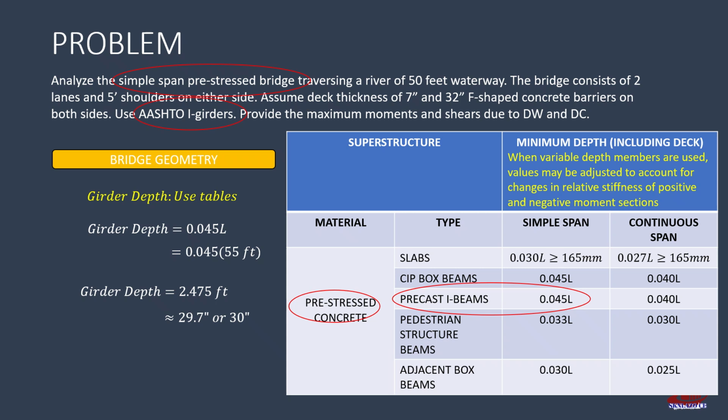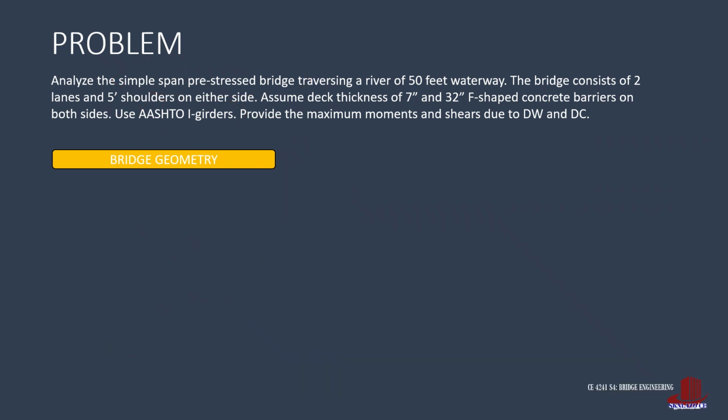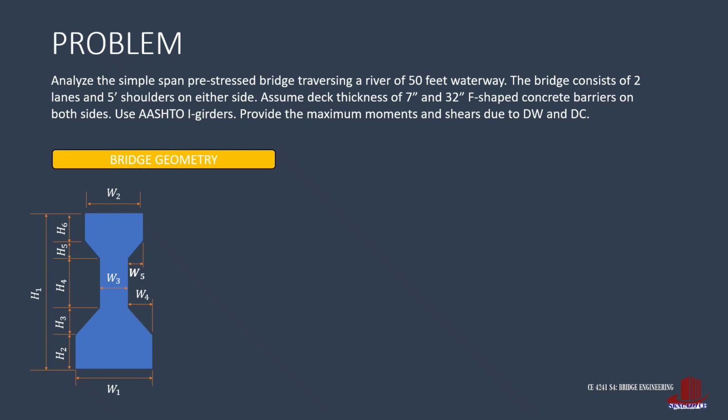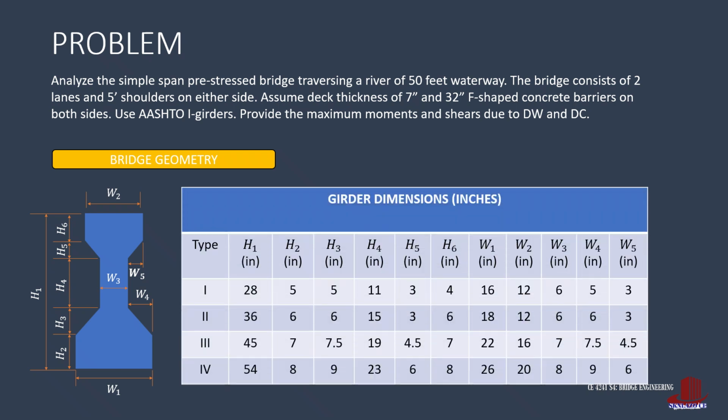Having known the girder depth, we check the AASHTO I girders. AASHTO standardized their I girders into 6 types, and knowing the depth of 30 inches, we can identify the type of girder taking the nearest as 36 inches, and that is AASHTO I girder type 2.